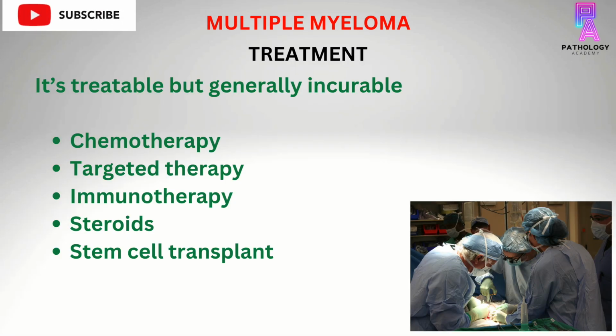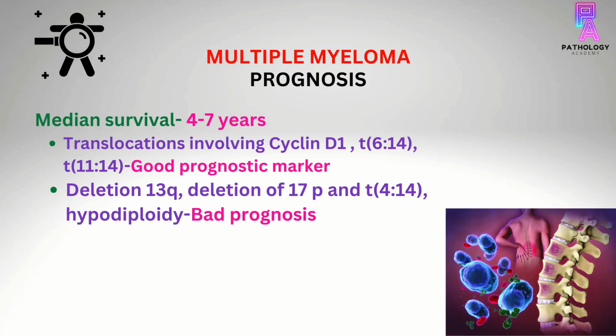Coming to the treatment part of multiple myeloma. It's treatable but generally incurable, and the treatment options are chemotherapy, targeted therapy, immunotherapy, steroids, and stem cell transplant. The median survival in cases of multiple myeloma is generally 4 to 7 years. Translocations involving cyclin D1, translocation 6;14, translocation 11;14 are good cytogenetic prognostic markers. And deletion 13q, deletion 17p, translocation 4;14 and hypodiploidy are bad prognostic markers.